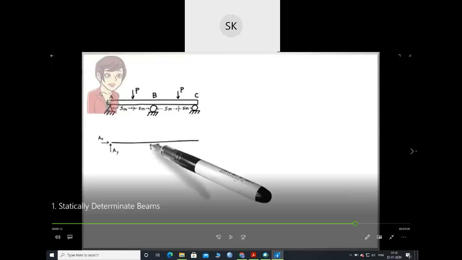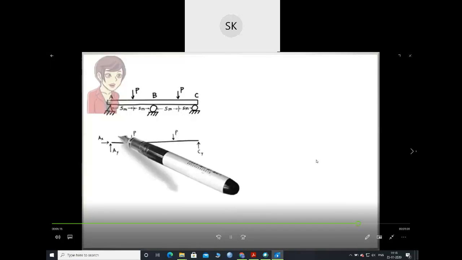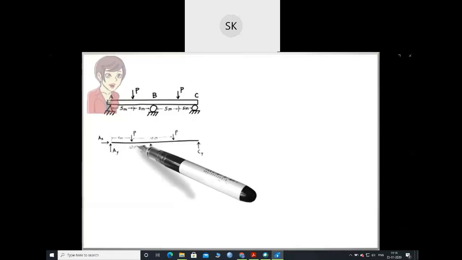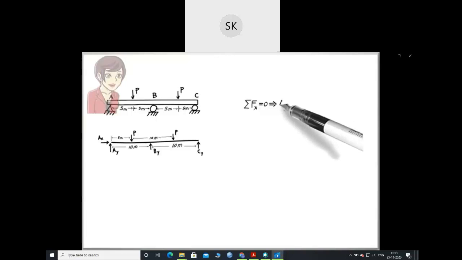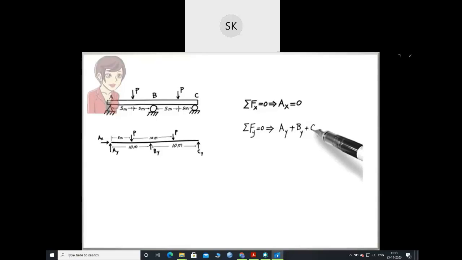For span AB, it is also called a continuous beam. There are more than two supports, so it is also a continuous type of beam. Okay, let's see how to solve this. Note that the diagram shows four unknown forces: two support reactions for the pin support, and one reaction for each of the roller supports. Here, the equilibrium equations are Ax equals 0, Ay plus By plus Cy minus 2 times P equals 0.